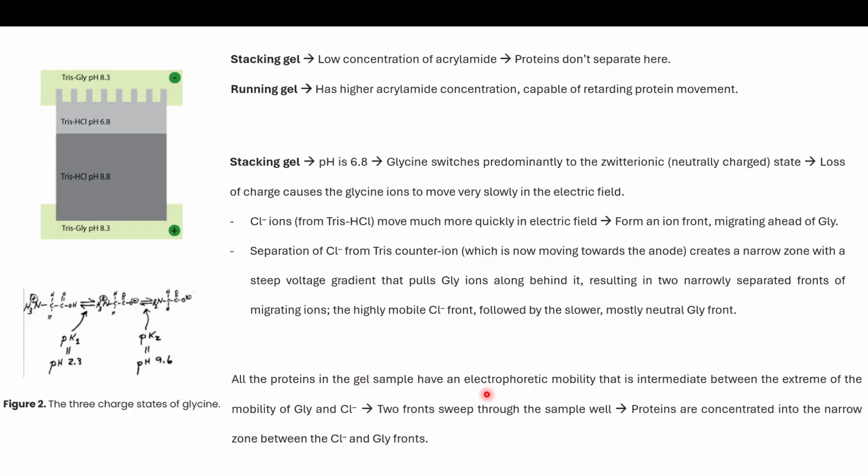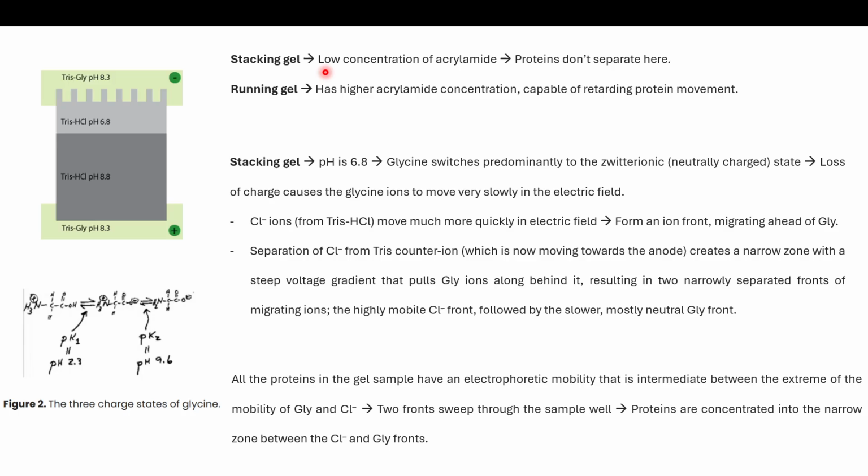So all the proteins in the gel sample have an electrophoretic mobility intermediate between the extreme mobility of glycine and Cl-. Glycine is too slow and Cl- is too fast, as well as being very small and lighter in molecular weight, so it moves much faster. Two fronts sweep through the sample well. So these are the wells here, the kind of incomplete rectangles. This is where you load your protein samples, and these are also called the sample wells.